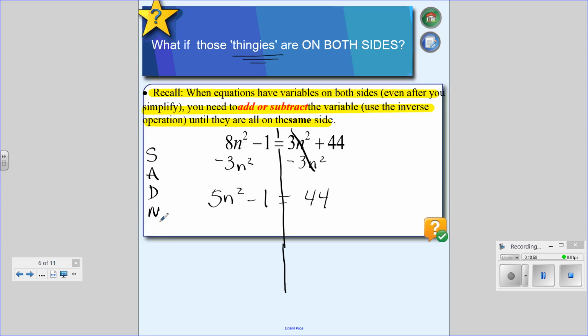Okay. Now I've solved the problem that we started off with. Put SADMEG up here, and we're ready to start solving. Add your 1 to both sides. Undo any addition or subtraction first.